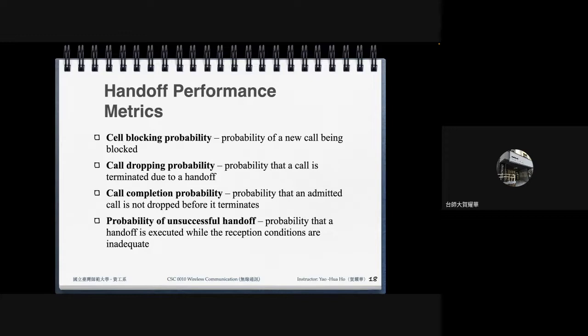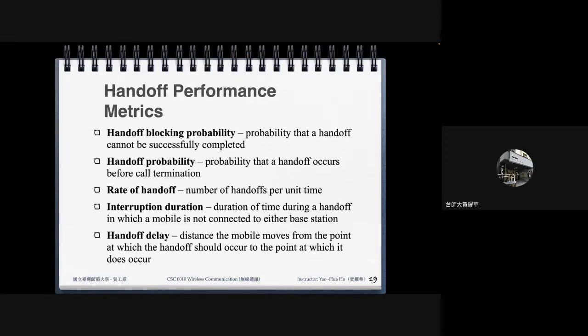Then you have the probability of unsuccessful handoff. Unsuccessful handoff is the probability that a handoff is executed while reception conditions are inadequate. The condition when I want to hand off to the next base station is not adequate. Then you have handoff blocking probability, the probability that a handoff cannot be successfully completed; it gets blocked. Then you have handoff probability, the probability that a handoff occurs before the call terminates. You can think of it as if you're walking, compared to driving, compared to riding a high-speed train, the handoff probability will be different, right?